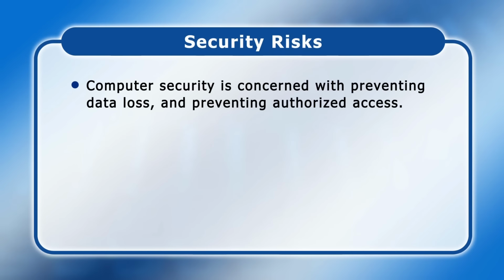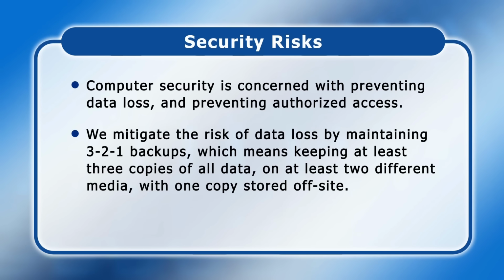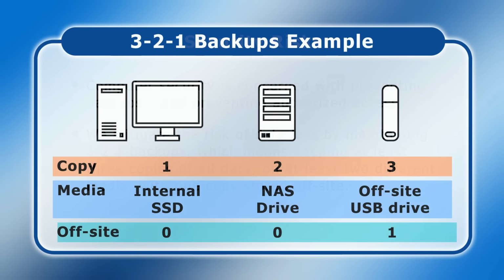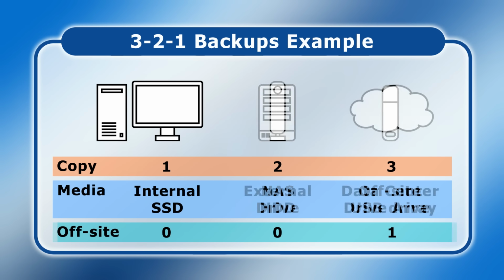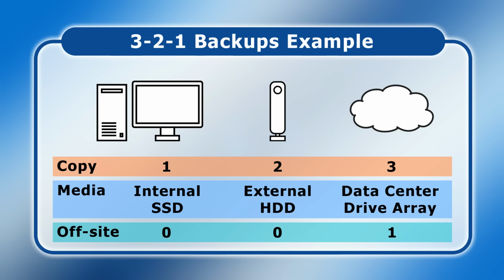Computer security is concerned with preventing data loss and preventing unauthorized access. We mitigate the risk of data loss by maintaining 3-2-1 backups, which means keeping at least 3 copies of all data on at least 2 different media with 1 copy stored off-site. No Linux system is protected against data loss if you're not maintaining at least 3-2-1 backups, just as no Windows system is protected either. And so, as this is not a Linux-specific issue, I'll say no more about backups here, although I will provide a link in the video description to my relevant cybersecurity video.